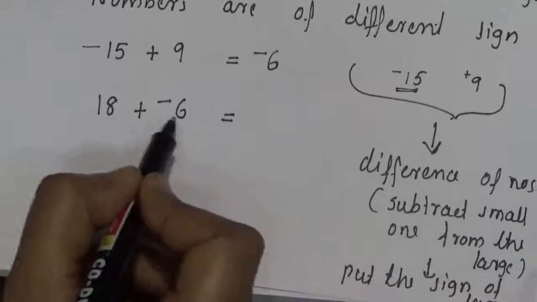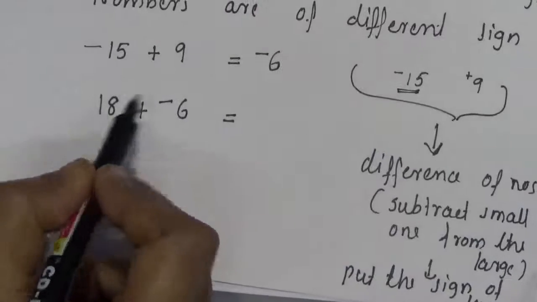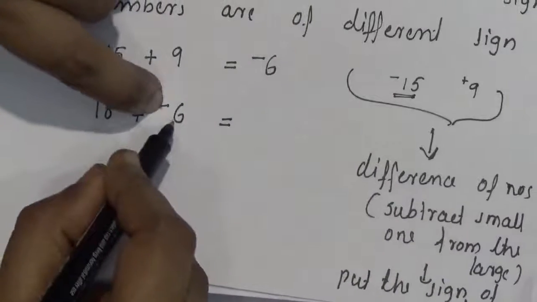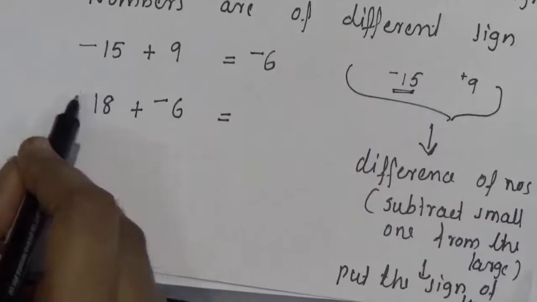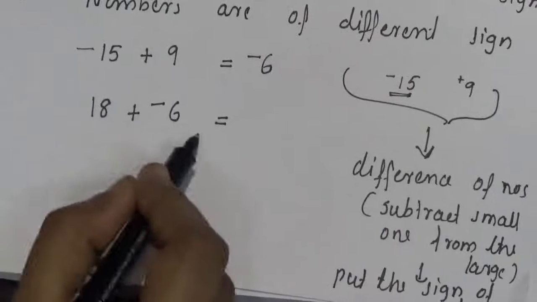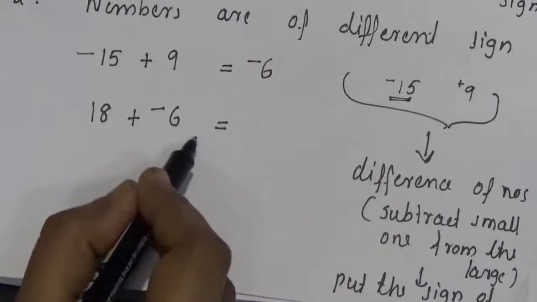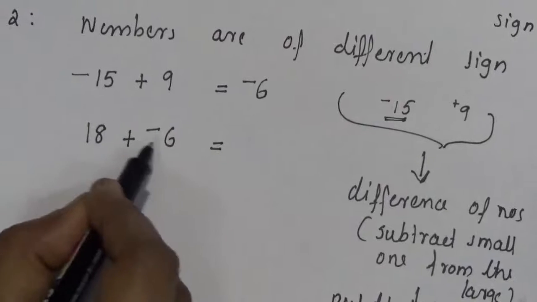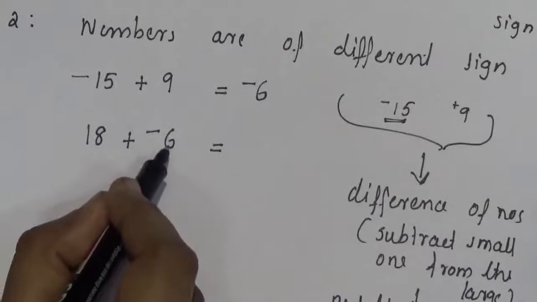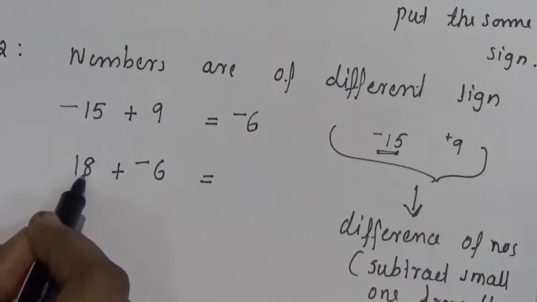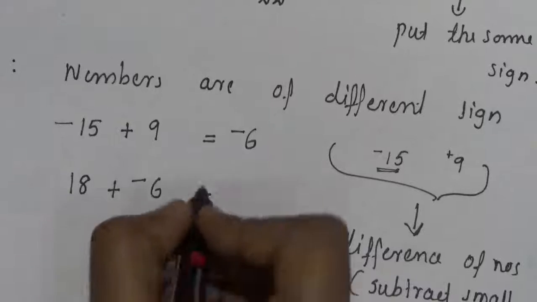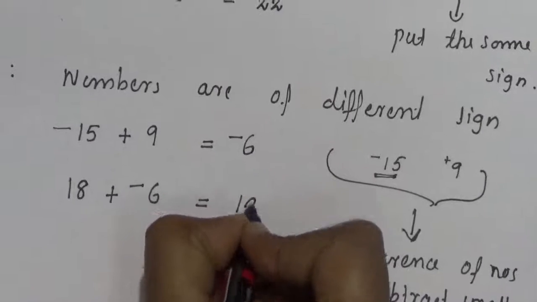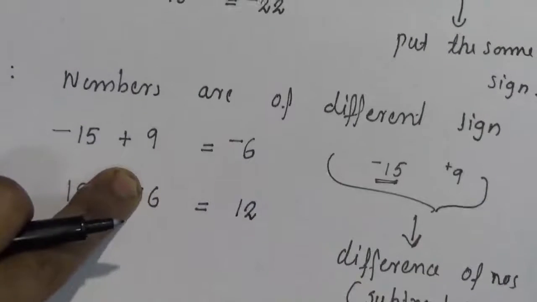So what are the two numbers here? We have the numbers 18 and 6. You don't want to consider the sign, okay? So the numbers are 18 and 6. What is the difference between the numbers 18 and 6? It means subtract the small one from the large one. Here the large number is 18, the small number is 6. So subtract the small number 6 from the large number 18. What do you get? 18 minus 6 is 12. The difference of the numbers 18 and 6 is 12.